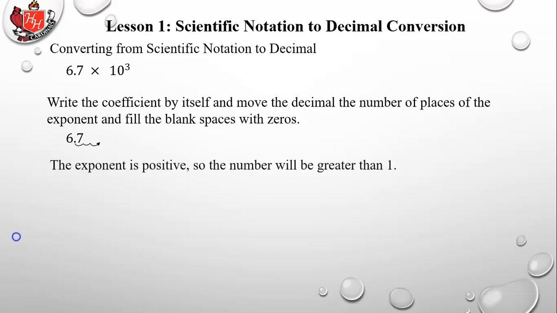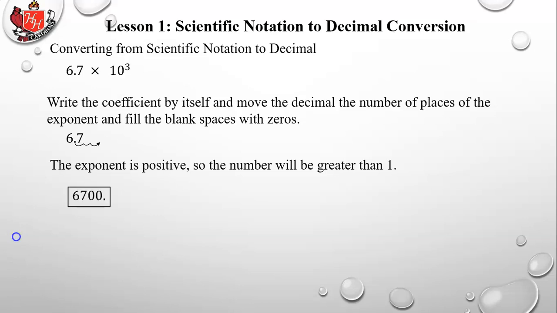Now, how did you know it should go in that direction? It could have gone in the other direction. The exponent is positive, so the number will be greater than 1. That means you need to move the decimal in the direction that will make it a number greater than 6.7, and that would be moving the decimal to the right. So you just kind of use your common sense about that. You can see that 6.7 times 10 to the third is going to be a number much bigger than 6.7, so you're going to have to move the decimal to the right.